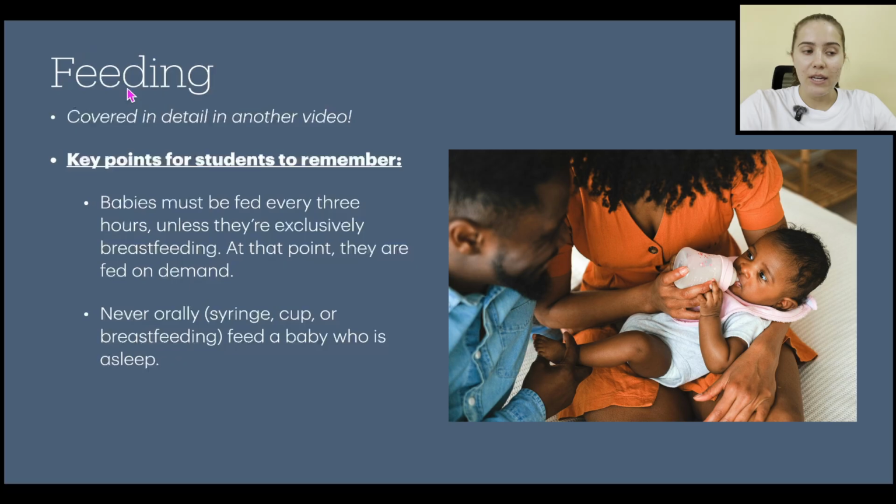A really important part of touch times is the feeding. This is covered in detail in another video, but the key points for you to remember as students are that babies must be fed every 3 hours unless they're exclusively breastfeeding, and at that point, they can feed whenever they want. Another key point to remember is that you should never orally feed a baby who is asleep. So by orally, I mean with the syringe, cup, or breastfeeding. So never feed a baby who is asleep.